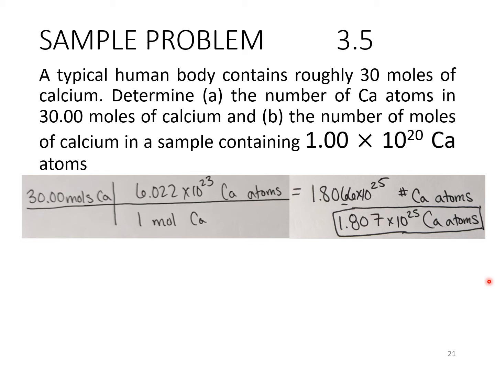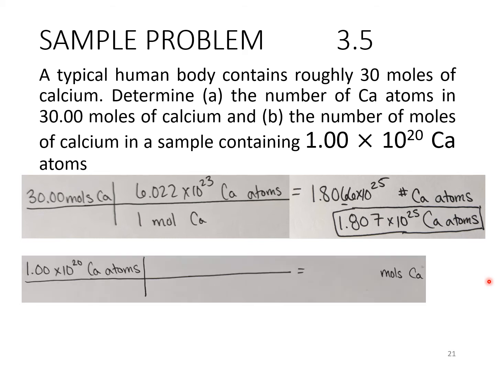Okay. All right. We can also do the exact reverse. Let's say we started with a certain number of calcium atoms. In this case, 1 times 10 to the 20th calcium atoms. And we're going to try and convert that to moles. So we'll do the exact same setup. We'll start with what we're given, 1.00 times 10 to the 20th calcium atoms, and we're aiming for moles of calcium. Then you can see we can use that same ratio, just inverse, to convert.